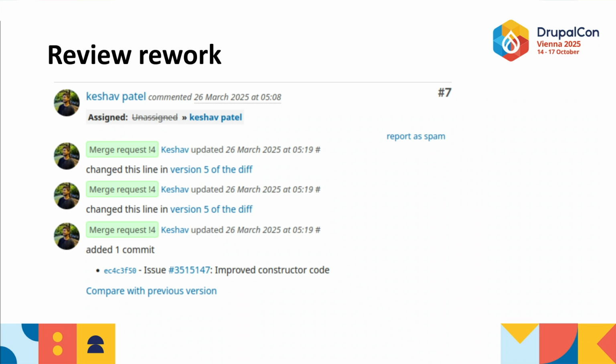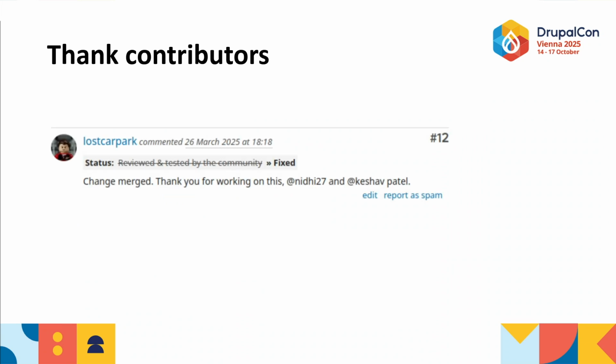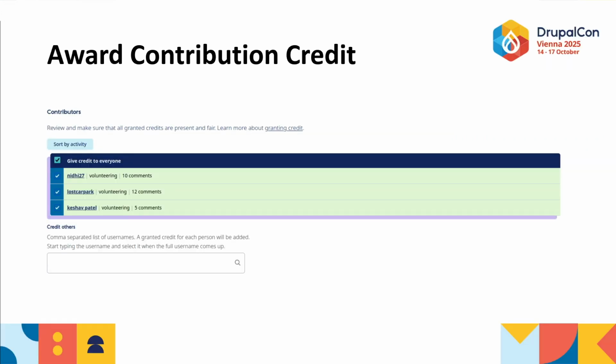This was pretty awesome, and I was thinking, well, how can I use this? There was a couple of back and forth, but we got the issue merged, and I thanked the people and, of course, gave them contribution credit. Some of you might not have seen this yet. This is the new contribution credit screen. It didn't actually look like this when I did it, but I thought I'd throw it in here. That's going to be part of moving to GitLab for issue management, which is happening soon, I believe.